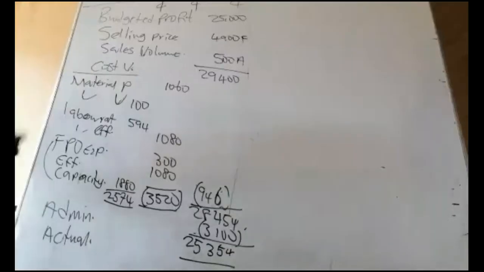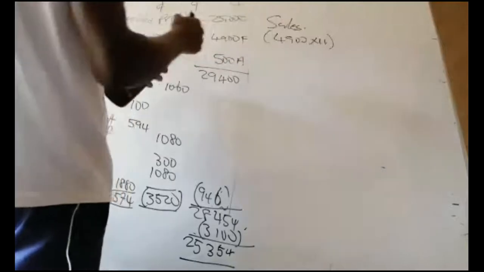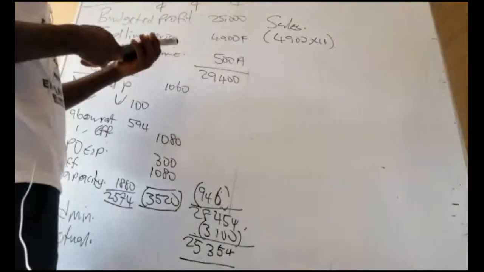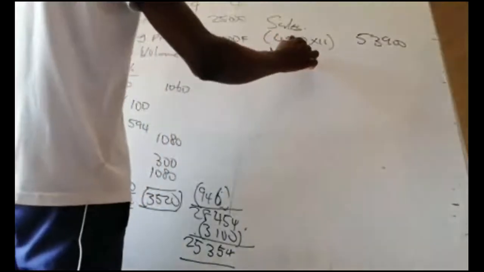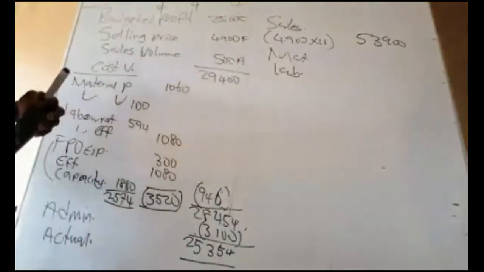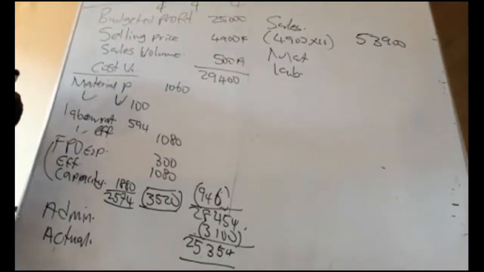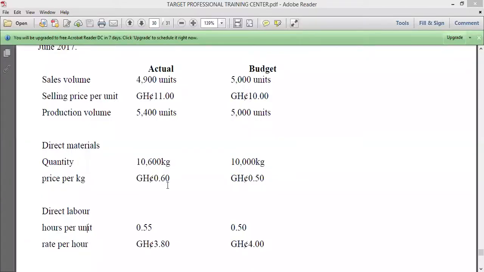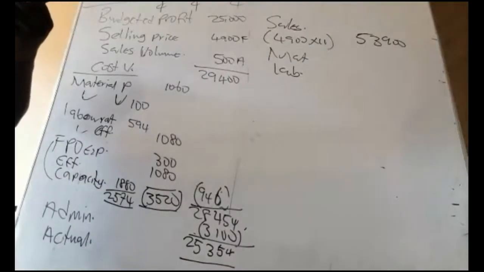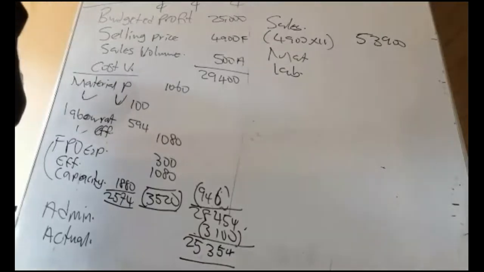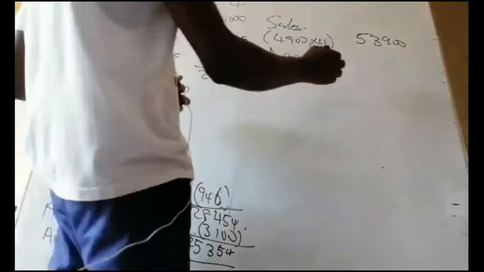So sales will be 4,900 times 11. That will give us 53,900. Material cost, labor cost, and then the fixed production overheads, and then the remaining ones. So the actual material cost will be 10,600 by 0.6. Perfect. So 10,600 times 0.6. That's 6,360.